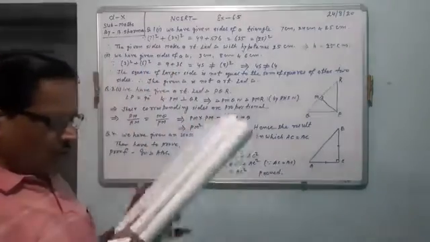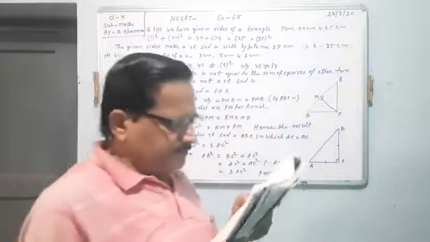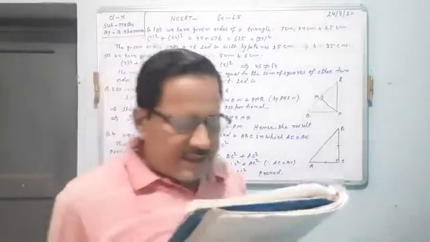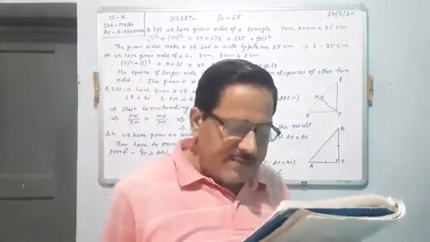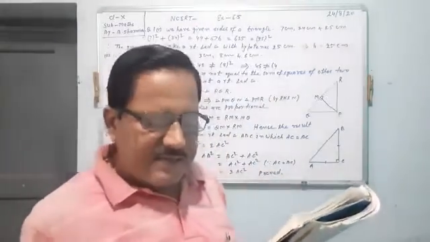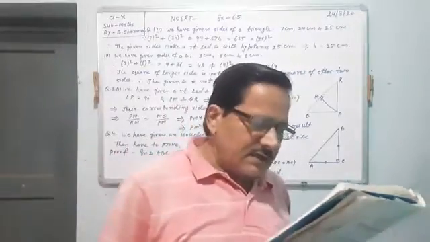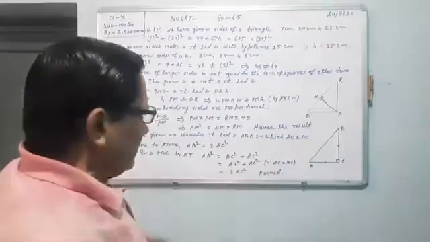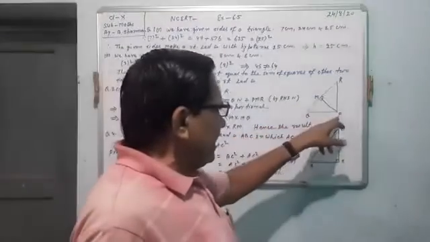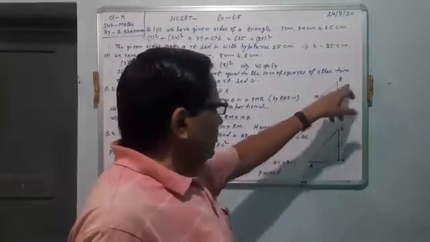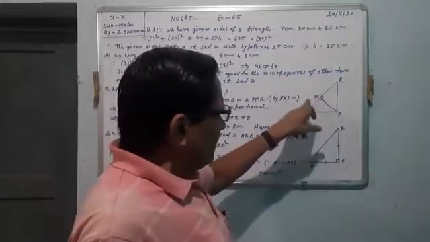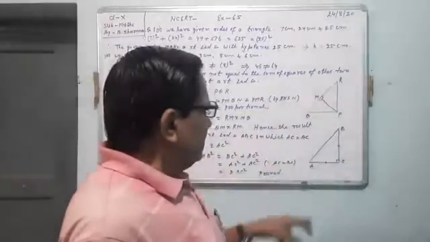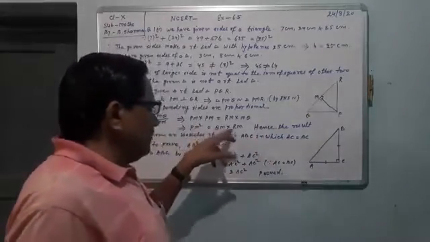In question number 2, we are given PQR is a triangle, right angle at P, and M is a point on QR such that PM is perpendicular to QR. Then we have to show PM square equals QM into MR. We have a right triangle PQR, PM perpendicular to QR, and have to prove that PM square equals QM into RM.